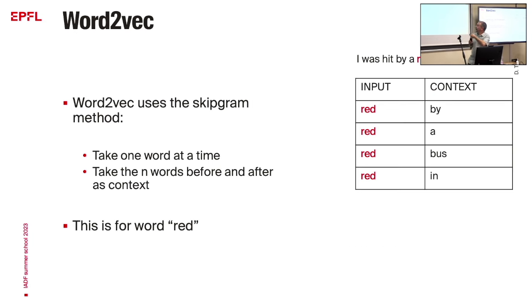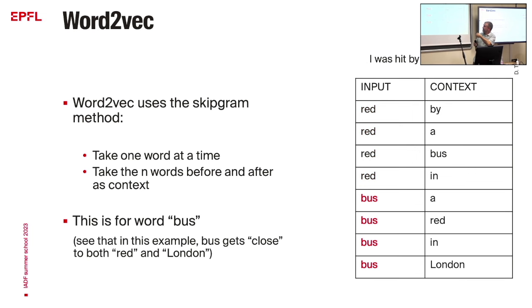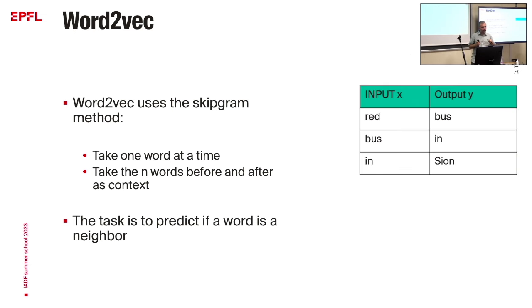So basically, you take each word you want to describe, and you give it a context, how it is observed before and after in your sentence. So the word red gets these four entries in your data set, and then you go on to bus, and bus has these words in your data set. So you construct a very long data set where every word gets related to the words that happen before and after.